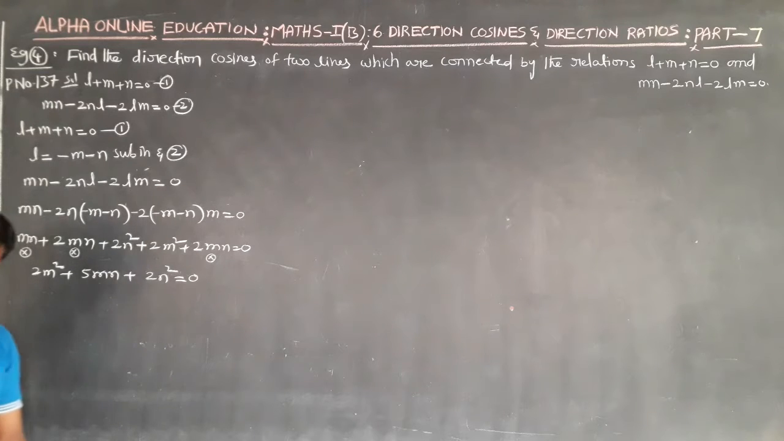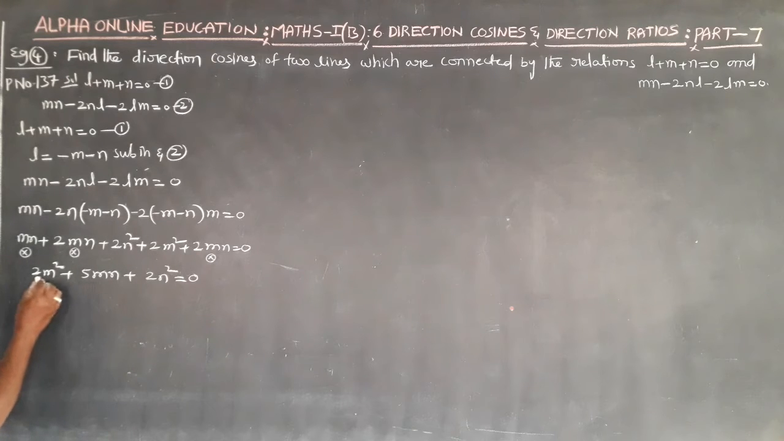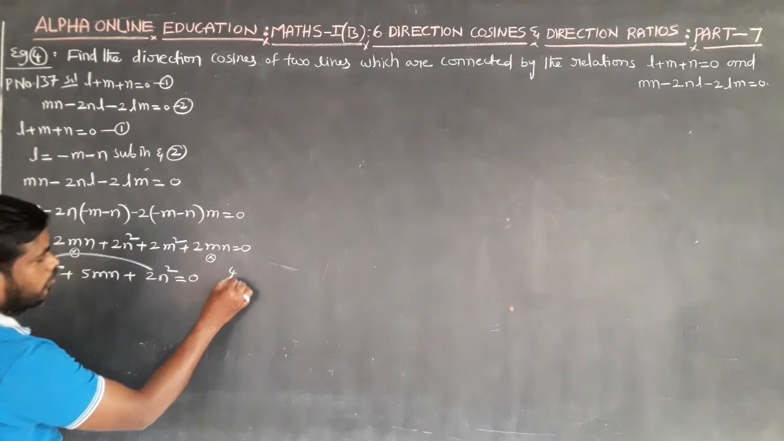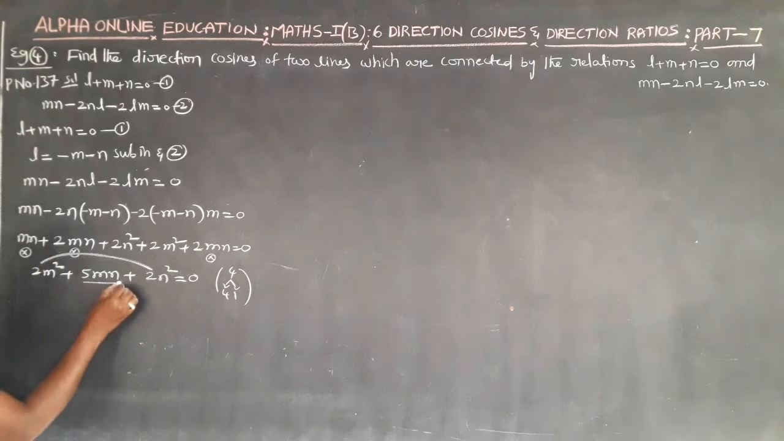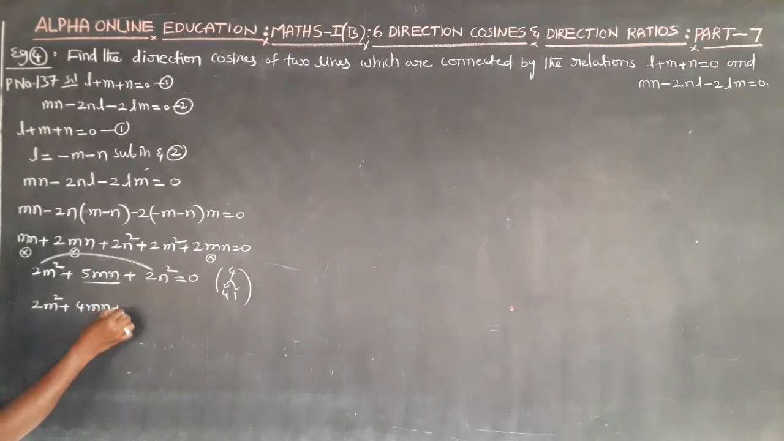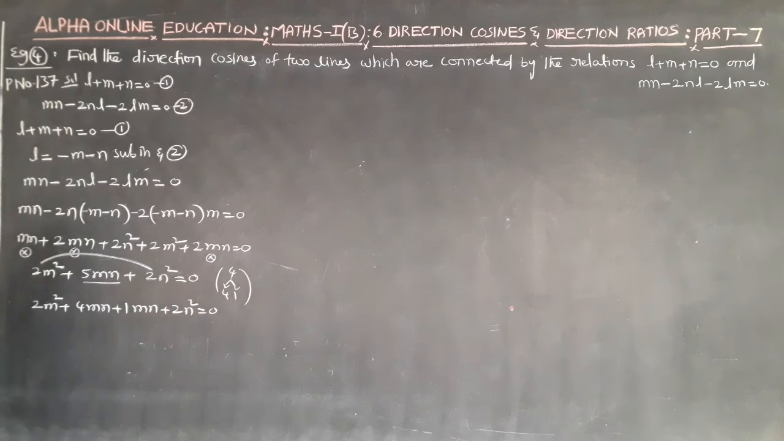Solving 1 and 2, from 1, L is equal to minus M minus N. Substitute in equation number 2 and simplify. Here find the factors. 2 2s are 4, 4 factors, 4 1s are 4. So 5Mn is equal to 4Mn plus 1Mn. Write down 2M square plus 4Mn plus 1Mn plus 2N square is equal to 0.